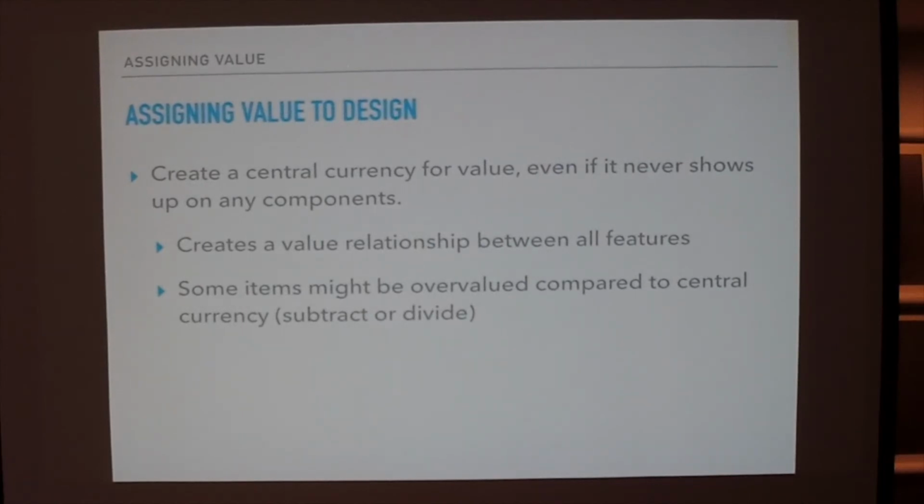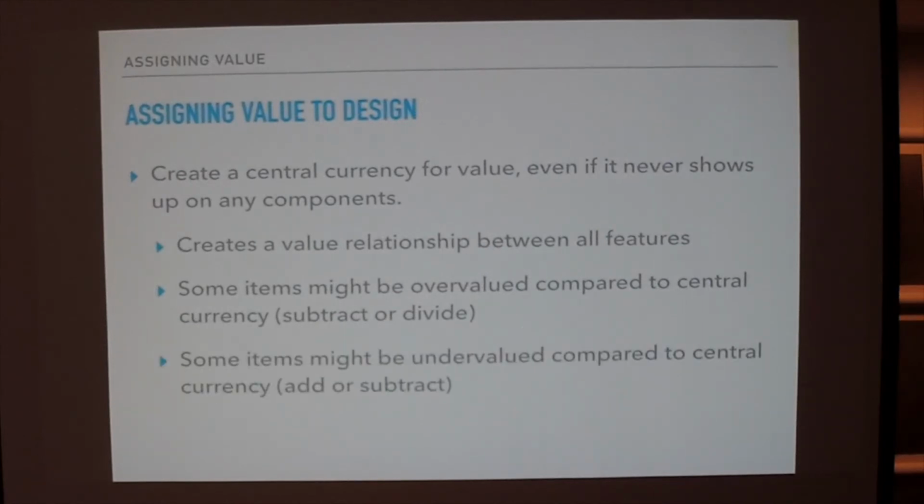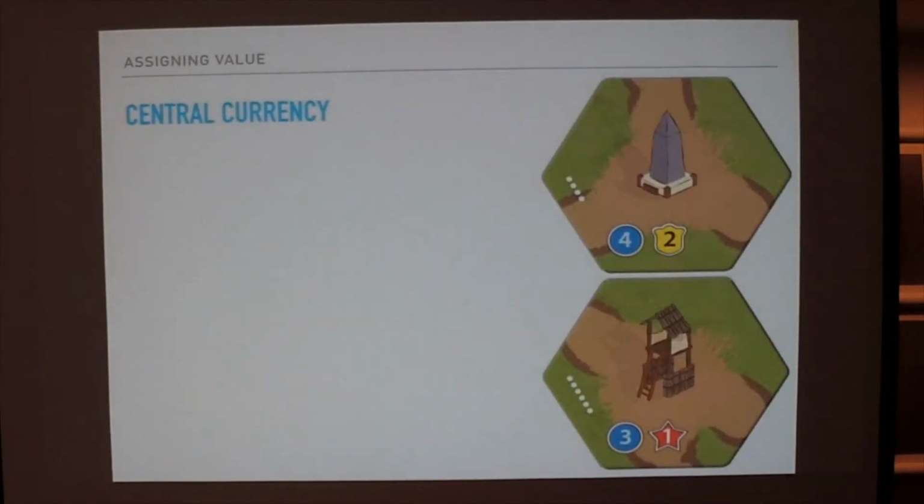Does that make sense? So your central currency, 1 unit of your central currency, this thing is overpowered, relatively speaking, or underpowered, relatively speaking, whichever. So you'll multiply or divide, add or subtract to get that thing to have a value that's relative to your central currency. So let me use a real world example.